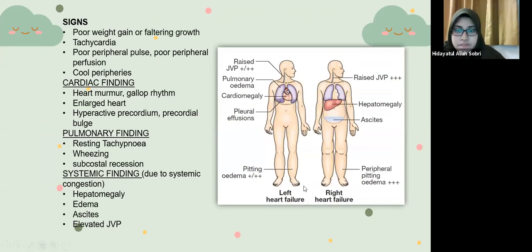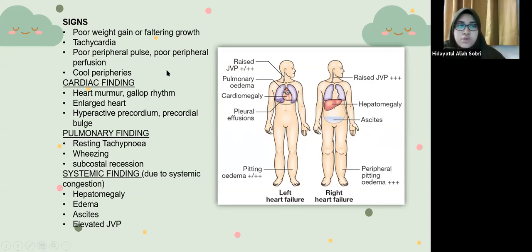So this is the picture for the presentation of right heart failure and also left heart failure. For right heart failure, it is more on systemic congestion. The patient presents with raised JVP, hepatomegaly, ascites, and peripheral pitting edema, but it is rare to see raised JVP, peripheral pitting edema, and ascites in children. And also in left heart failure, the patient presents with cardiomegaly, pleural effusion, and pulmonary edema, which are the common ones.